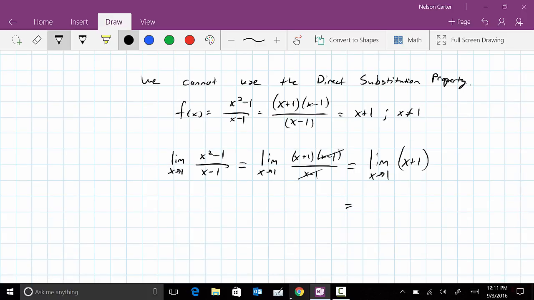And now this is a new version of the function that we can use the direct substitution property in. So now we can use the direct substitution property. We can plug it in. We get 1 plus 1, which is equal to 2, and that's the right answer.